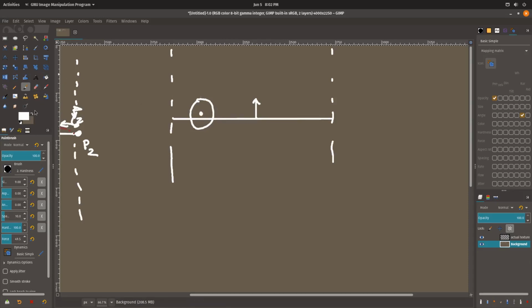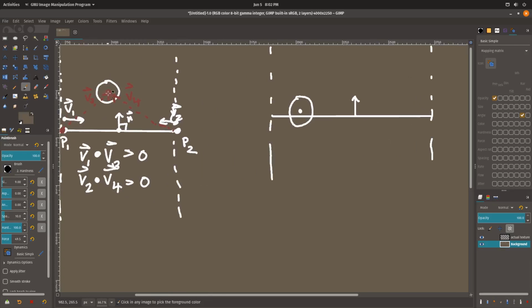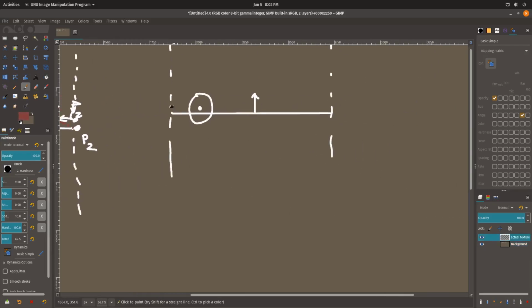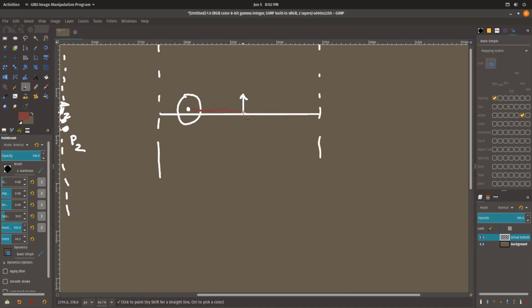Now what we need to do is pretty similar to the last problem. We're gonna extend a vector from here, and this vector, let's call v5. We are going to dot this vector with the normal.